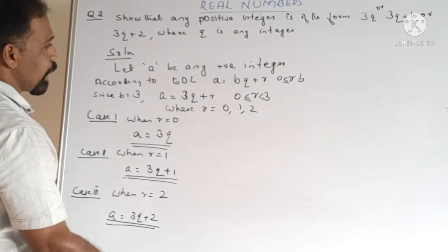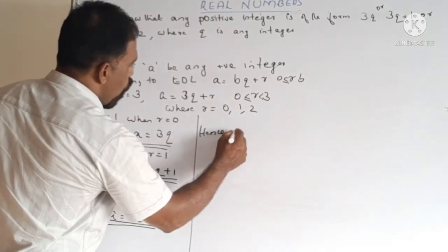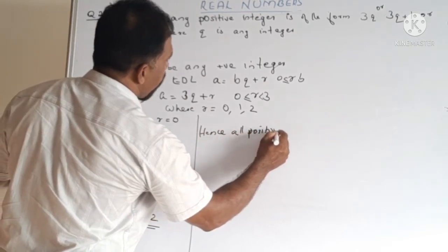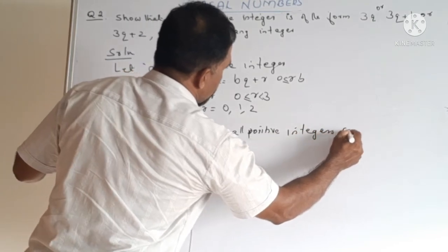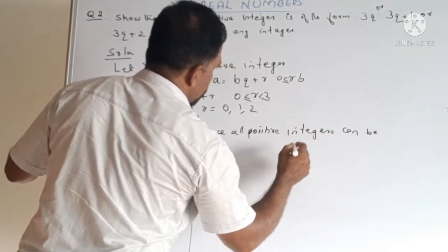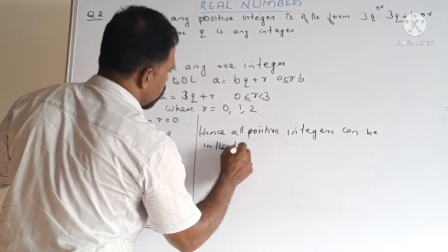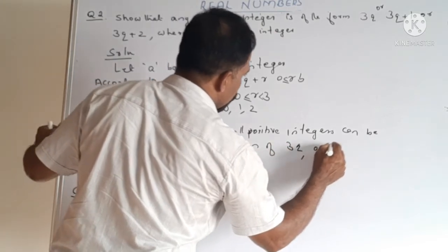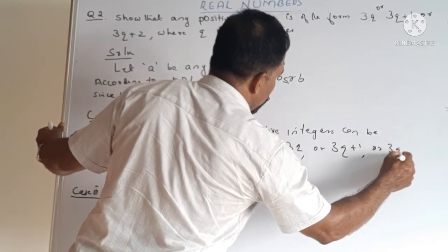Then we can write a last sentence: hence all positive integers can be in the form of 3q or 3q plus 1 or 3q plus 2.